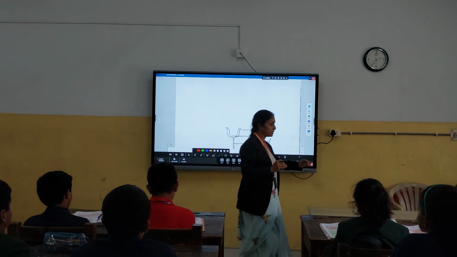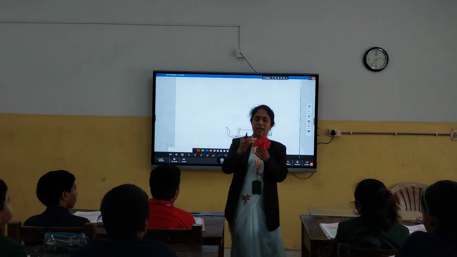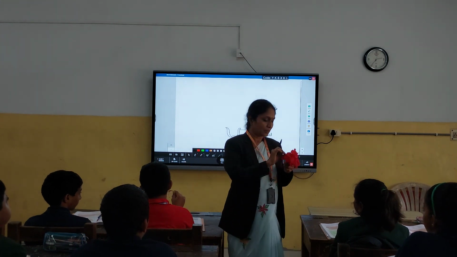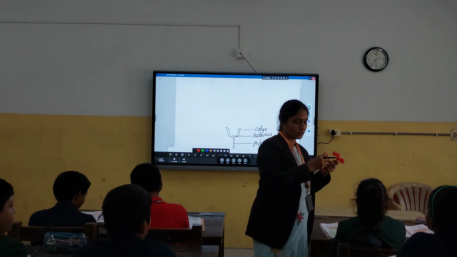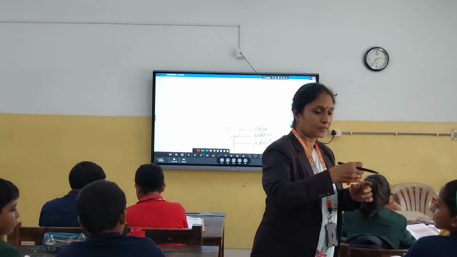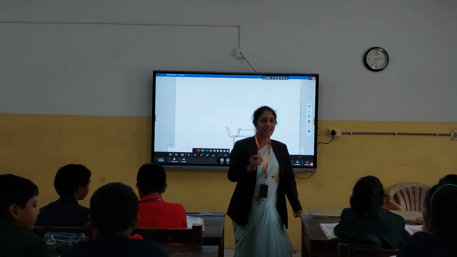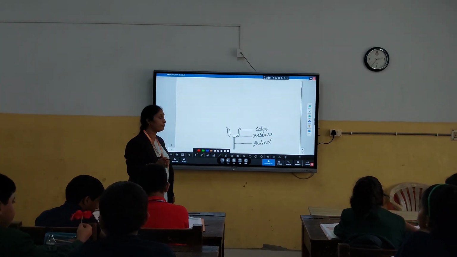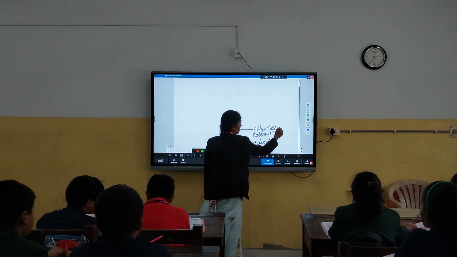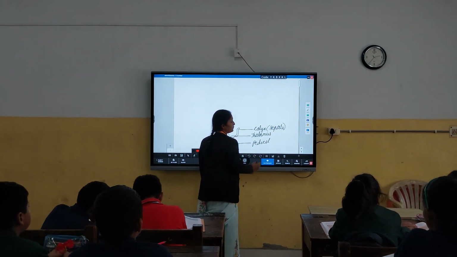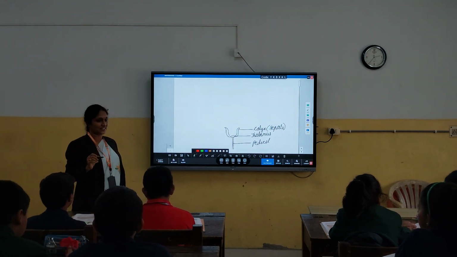Now I am going to give you the real flowers here. When I am drawing it on the blackboard, you can identify the various parts of the flower. So the outermost whorl is called the calyx and what is it made up of? Sepals. Its main function is that it protects the flower in its bud stage.